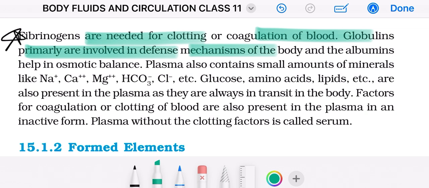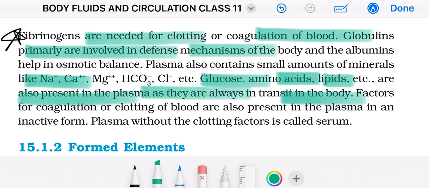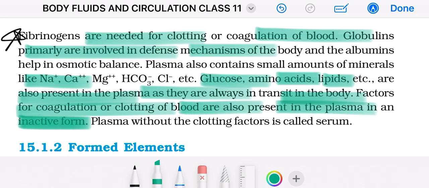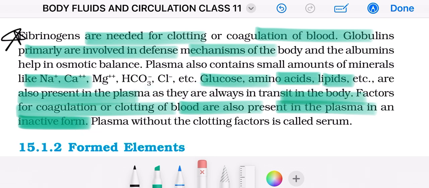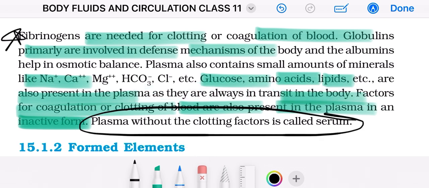Plasma also contains small amounts of minerals like Na+, calcium, magnesium, bicarbonate, chloride, etc., glucose, amino acids, lipids, etc. They are also present in plasma as they are always in transit in the body. Factors for coagulation or clotting of blood are also present in the plasma in an inactive form. Plasma without clotting factors is what? Serum. Plasma without clotting factors is called serum.